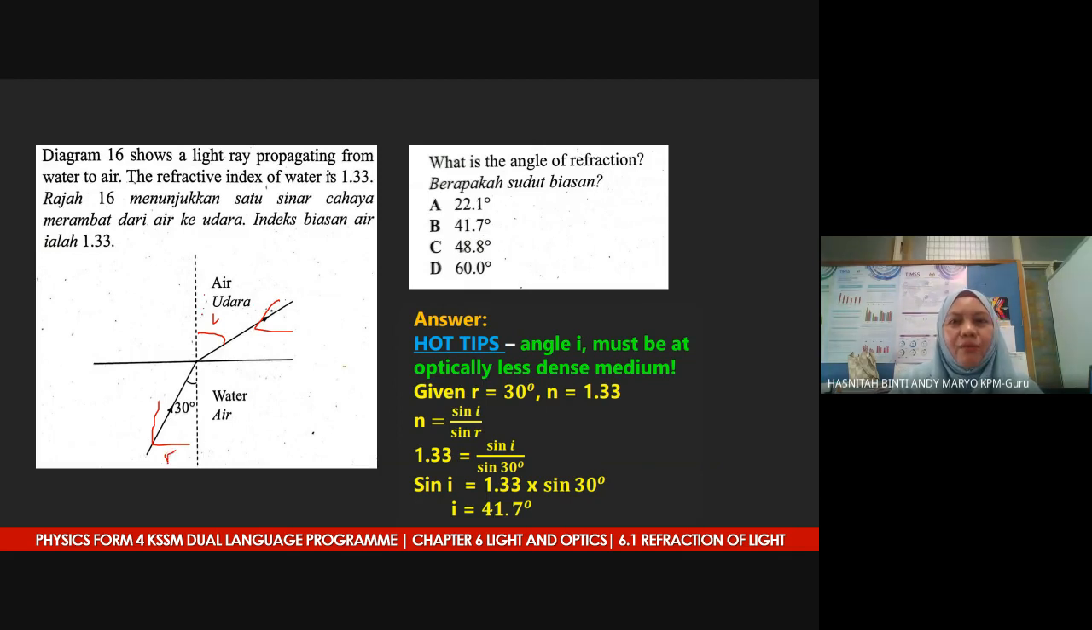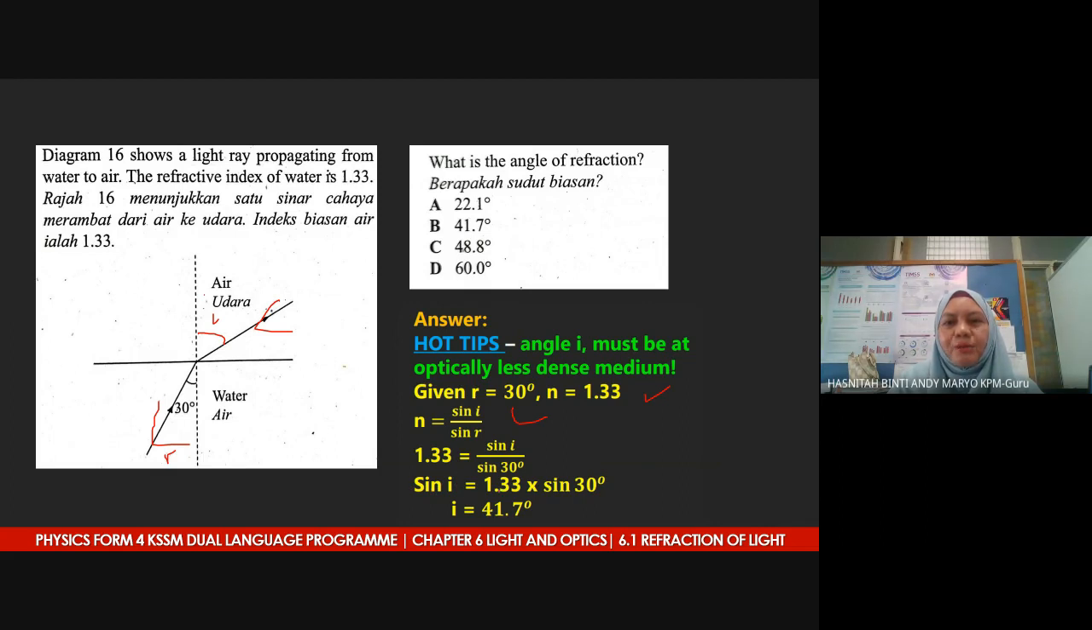So we are looking for I. Here N is given 1.33 and R is 30 degree. So now we can apply Snell's law. Just do the substitution. N is 1.33, sine I, we are looking for, sine 30 degree. So just press your calculator.